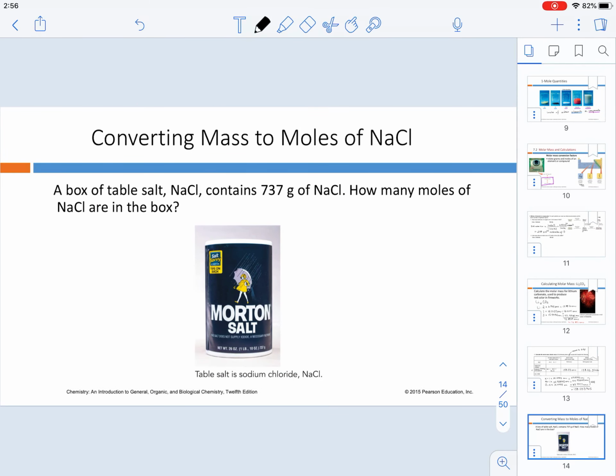So now that we know how to calculate the molar mass, then let's utilize it in calculations. As you can see here, the first thing that we're going to learn to do is convert mass to moles of a particular compound. You could also do it for elements. But in this problem, it states a box of salt, which is NaCl, contains 737 grams of NaCl. We're just trying to find the moles of NaCl in this box.